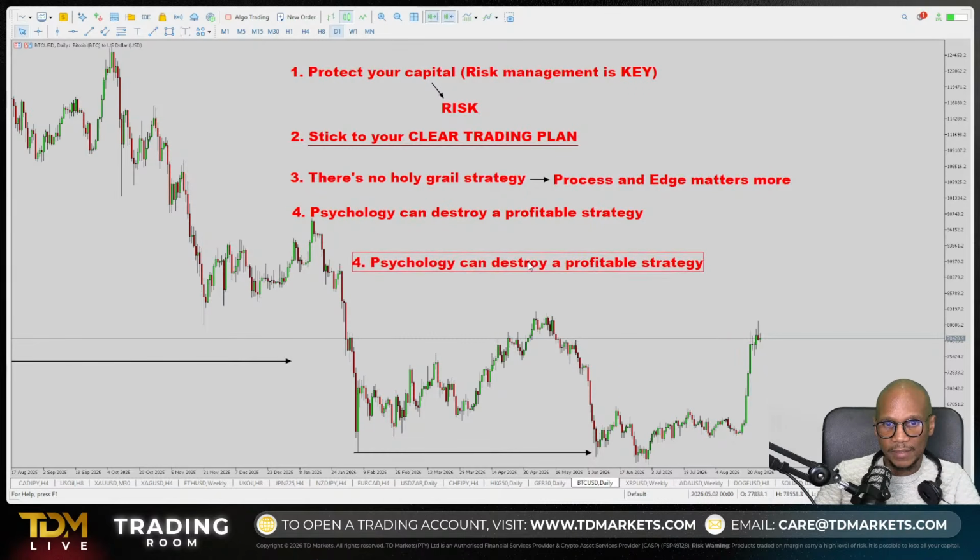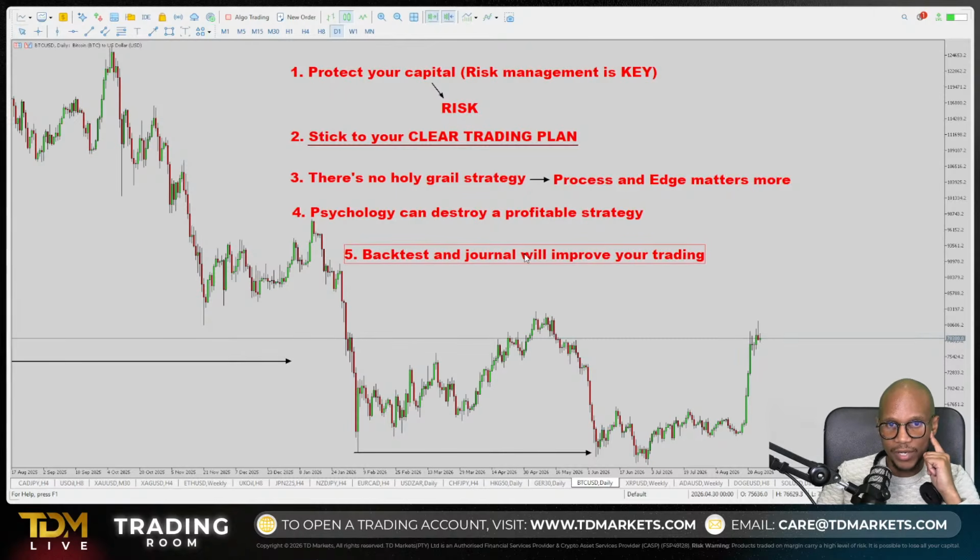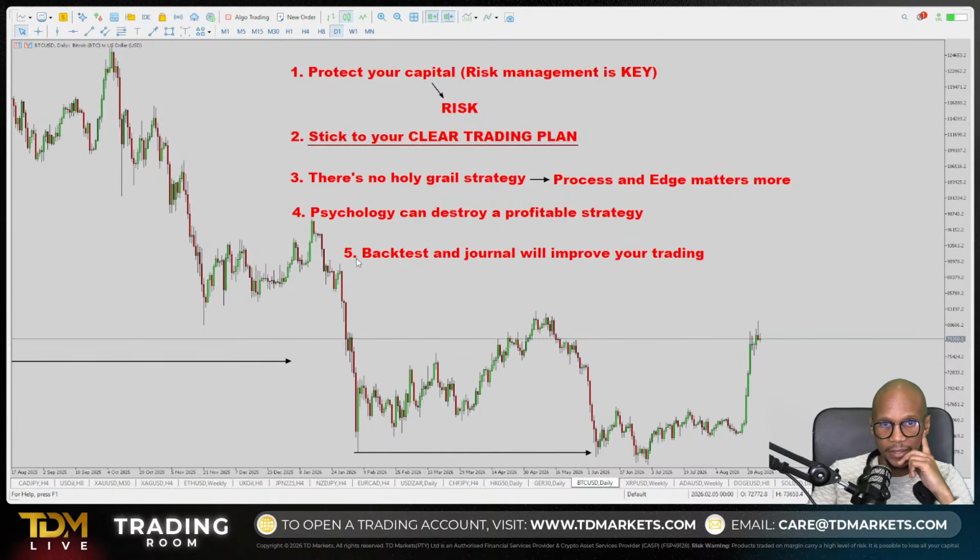So as a trader, backtesting and journaling, you can never skip this process. Backtesting and journaling will improve your trading. You can never skip this. As a trader, you can never skip the process of backtesting. It will improve your trading.